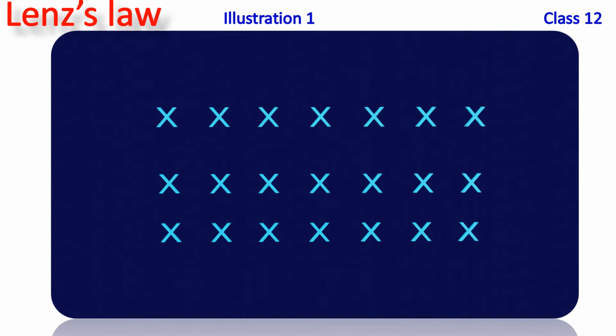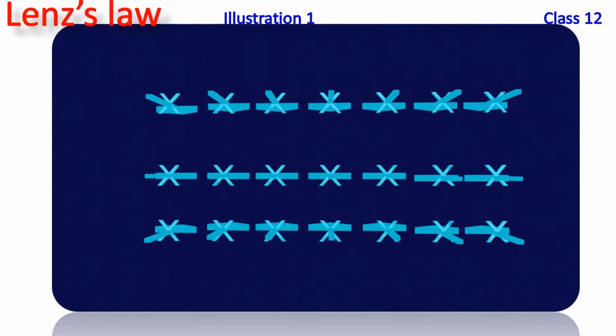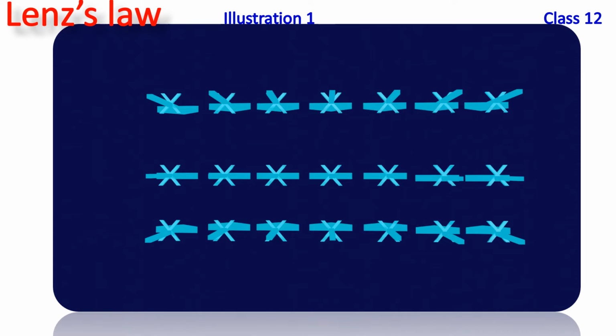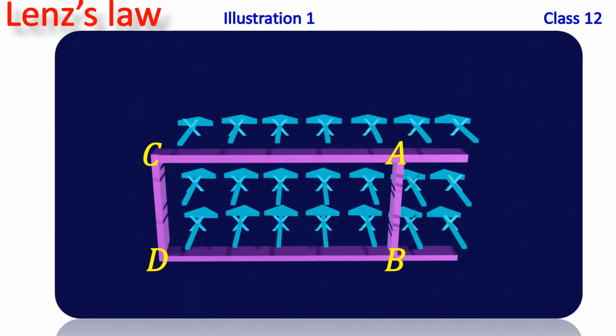Here you can see the illustration of Lenz's law. Let's consider this uniform magnetic field. These magnetic field lines are represented by crossed lines. Its meaning is these magnetic field lines are perpendicular to the plane of the paper and pointing inwards to the paper. Next, a rectangular rod ABCD is placed in between these magnetic field lines. Here, this AB slide is movable.